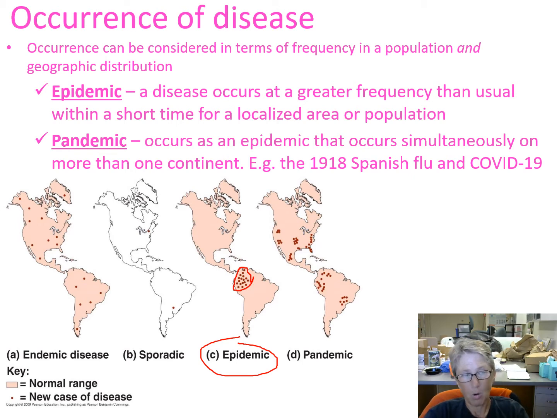And then what we're in now, COVID-19, is a pandemic. So a pandemic is an epidemic that occurs simultaneously on more than one continent. So you can see here's an epidemic. It's just occurring here in the South American continent. In this cartoon D, a pandemic, it's occurring in the South American continent, but it's also occurring in the North American continent. And it could be on other continents as well. It just doesn't show it in this cartoon. And the examples for a pandemic are the 1918 Spanish flu and COVID-19.